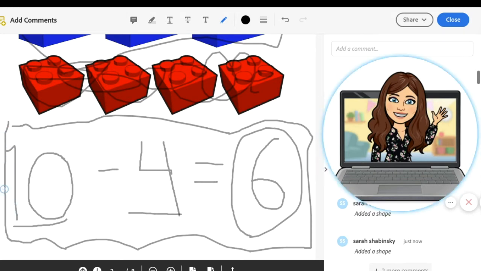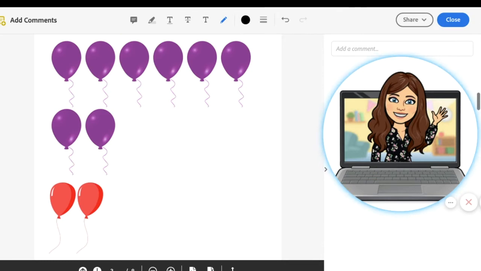Keeble Cubs, I've also just circled our number sentence. We have also written a complete number sentence. Read it with me. 10 minus 4 is equal to 6. Good job, friends. All right, time for our next word problem.